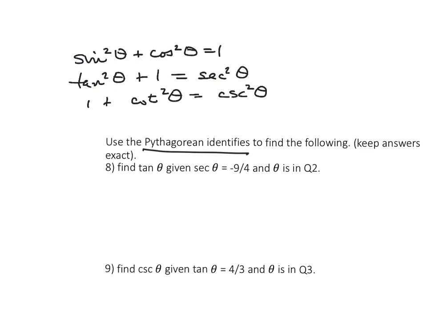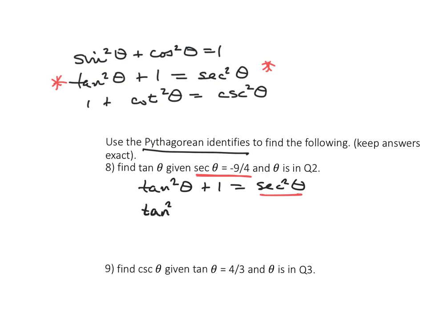So for this first question, to figure out which one you're going to use, look at what's given. I'm given secant, and I'm trying to get to tangent. So luckily for me, I can come up here, and the second one has both of these in it. So now I'm going to write it underneath: tan squared theta plus 1 equals secant squared theta. I'm going to replace the given right here, and I'm going to square it.